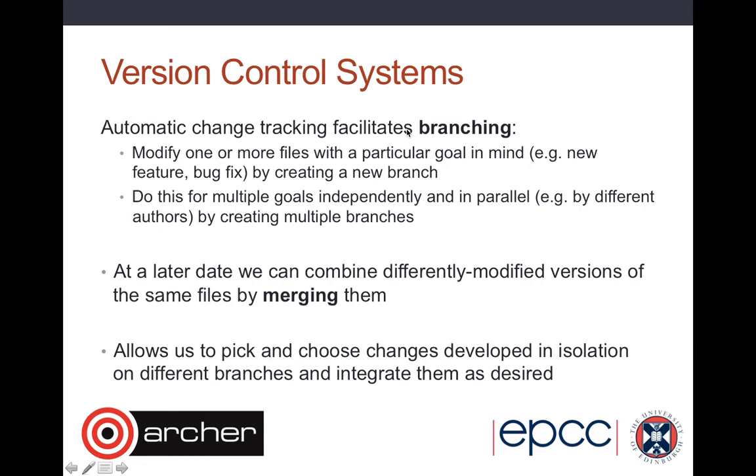So the advantage of branching is that you can modify one or more files with a particular goal in mind, simultaneously and independently and in parallel, for example by different authors, by creating multiple branches. So in the example earlier, Alice and Bob and yourself were all working on essentially copies of the same set of files with a common ancestor, and they were introducing different changes. So they each had their own branch. Then at a later date, as previously described, you can combine these differently modified versions of the same files by merging them. And the automatic change tracking makes both the branching and the merging a lot easier and much less error prone.